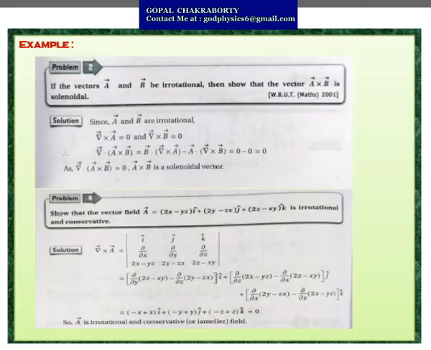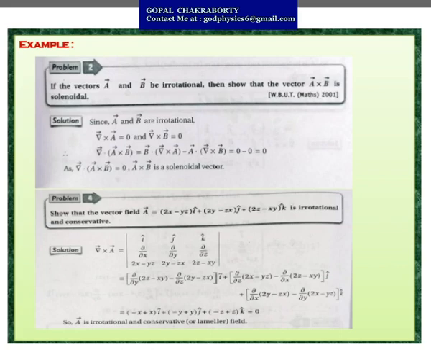Now the next problem: if the vectors A and B are irrotational, then you have to show the vector A cross B is solenoidal also. So the condition given is that A and B are irrotational. That means curl of A equals 0 and curl of B equals 0. That is already given, and you are asked to find out whether A cross B is solenoidal. That means del dot A cross B will be equal to 0. That is what you have to prove.